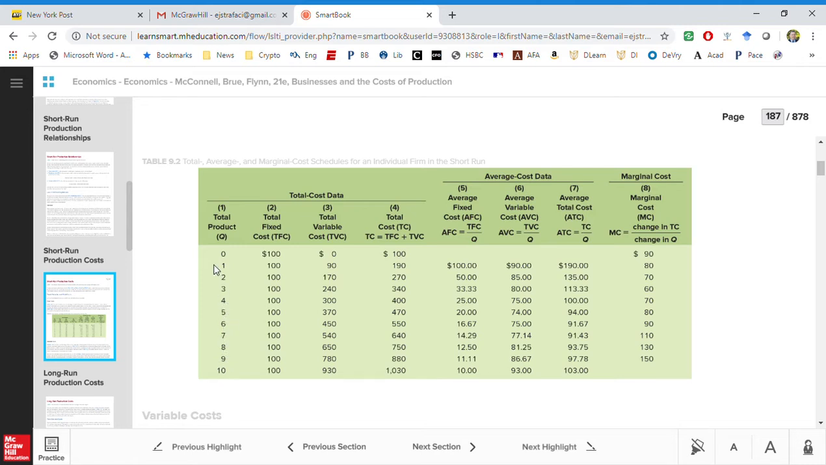And notice that at 0, and remember this from my last video, that at 0 production, all costs are fixed. So remember that. Make a note of that. When we are not producing anything, then all our costs are fixed.